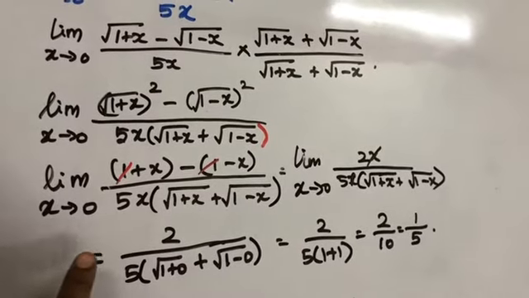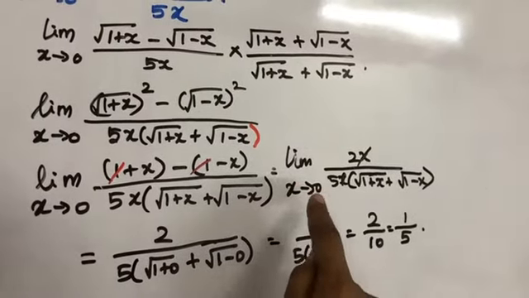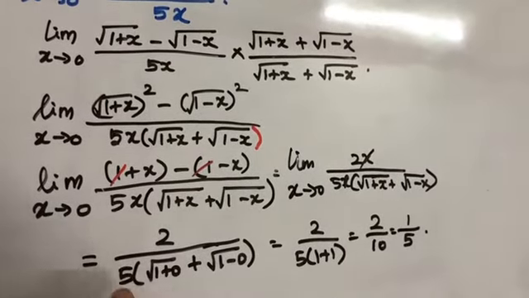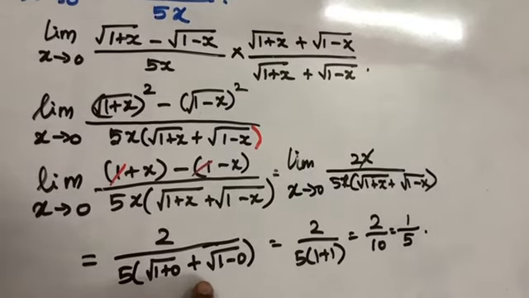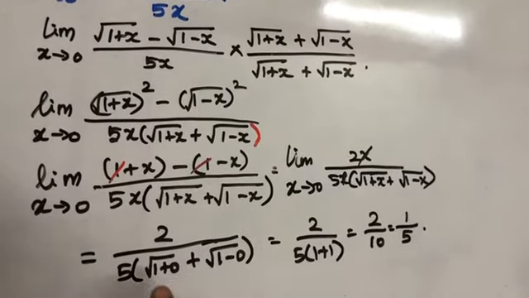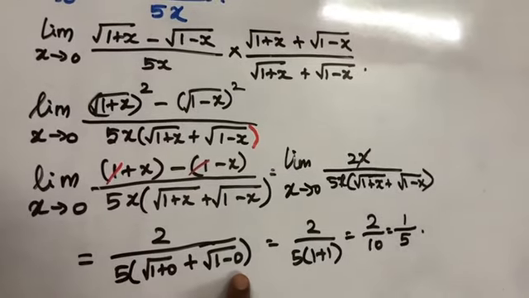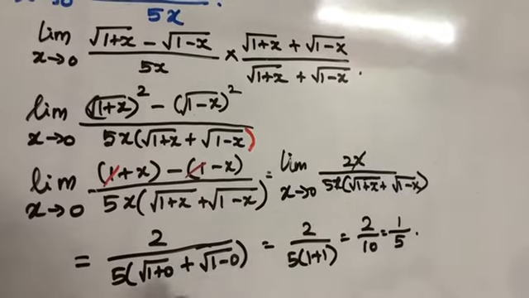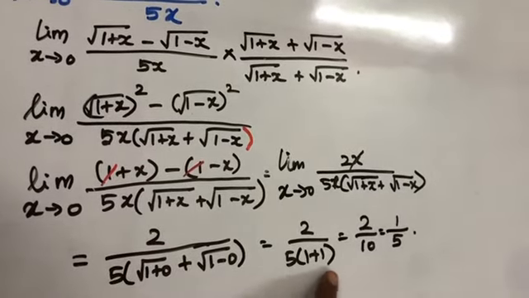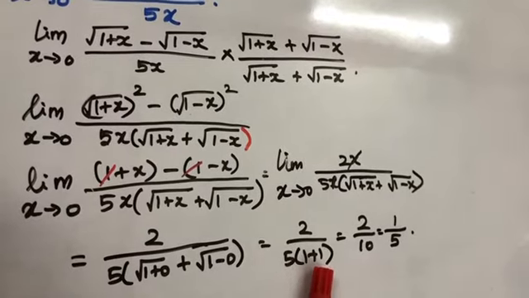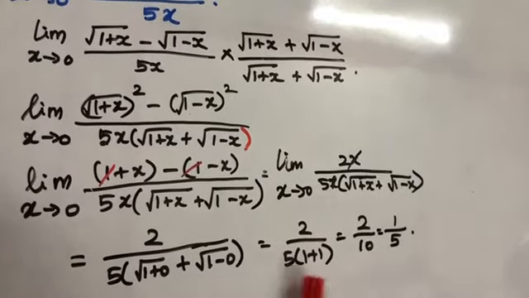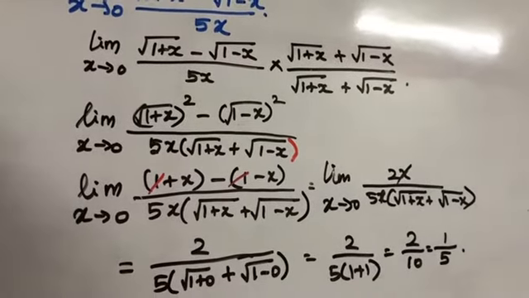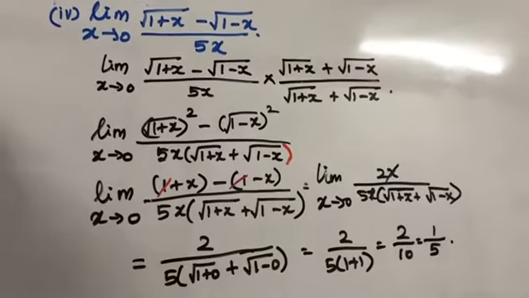Okay, so till this step we have it. Limit x tends to 0. Now it got cancelled and I am applying the limit, that is 2 divided by 5 into square root of 1 plus 0 plus square root of 1 minus 0. So it will become square root of 1 and this also will become square root of 1. What is square root of 1? That is equal to 1. So 2 divided by 5 into 1 plus 1. 1 plus 1 is 2. So 2 and 2 will get cancelled, or 2 divided by 10, and that is equal to 1 by 5. That's the value of this function.